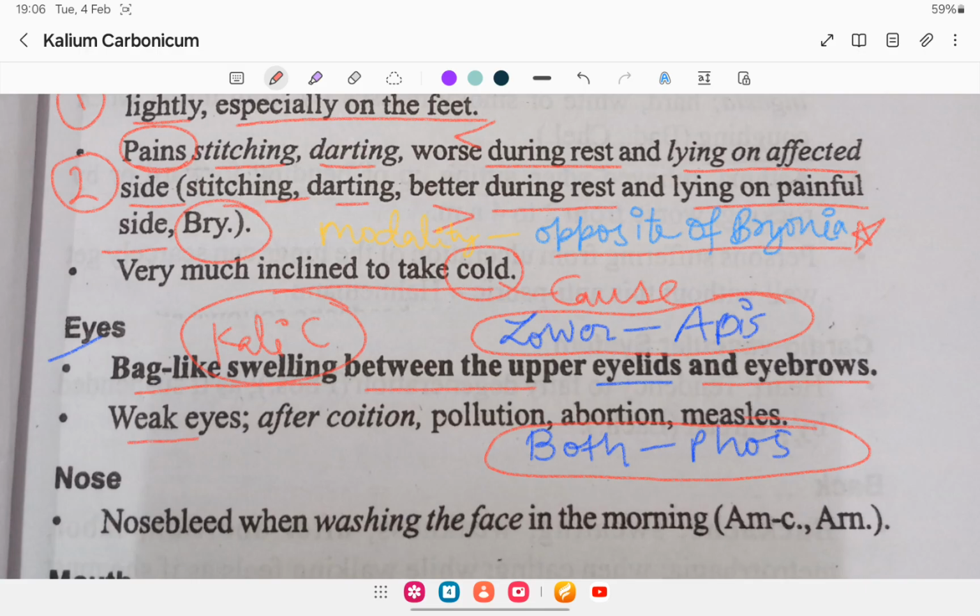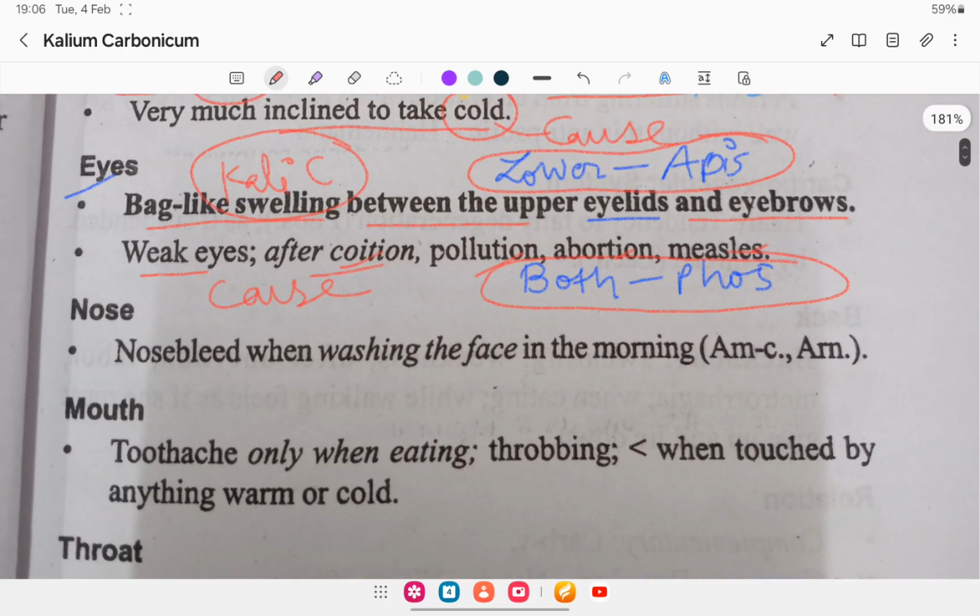Weak eyes after coition, pollution, abortion, measles. So after measles, abortion, pollution, after coition, these are all causes.